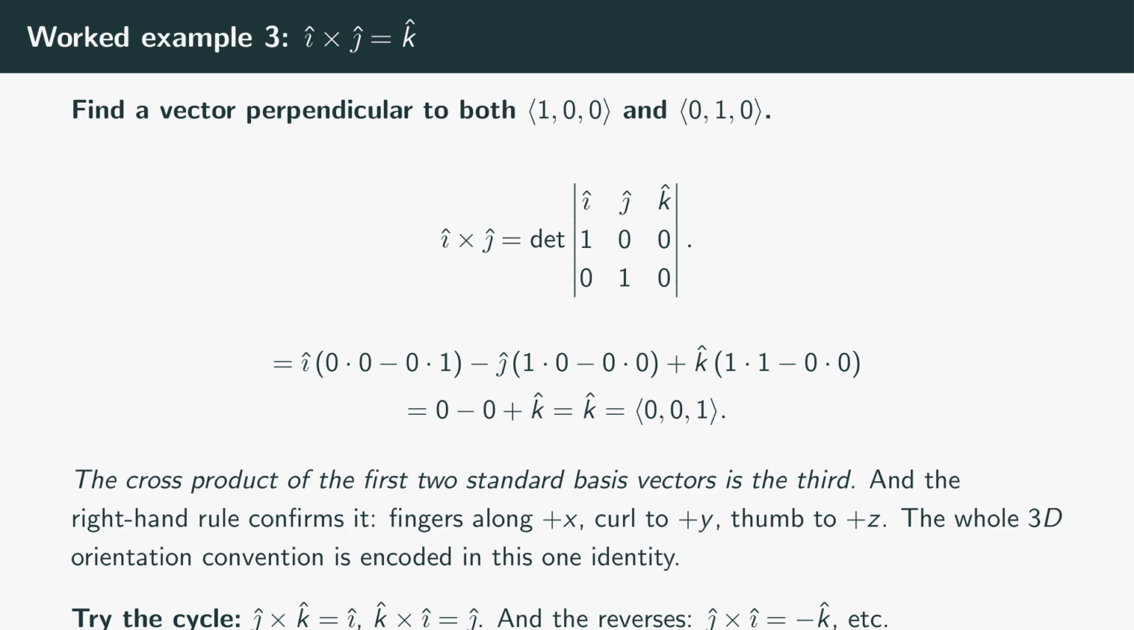And the right-hand rule confirms: point your fingers along positive x, curl them toward positive y, your thumb points along positive z. This single cross product identity is the right-handed orientation convention of our coordinate system encoded algebraically. The cycle continues, j hat cross k hat equals i hat, and k hat cross i hat equals j hat. And reversing the order in any of these flips the sign. These 6 identities are the multiplication table of the basis, and once you know them, you can derive the determinant formula by bilinearity in under a minute.